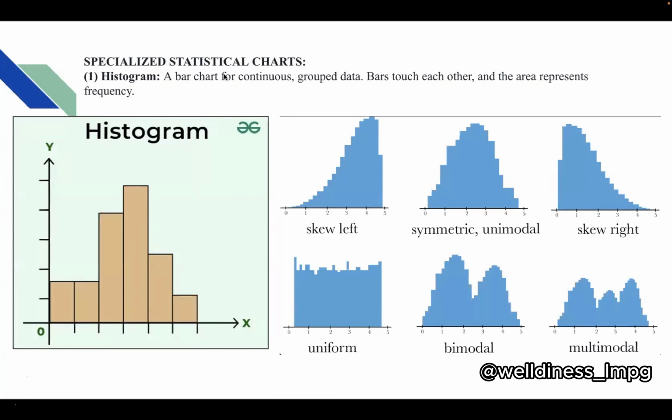Now, specialized statistical charts. We have the histogram, a bar chart for continuous grouped data, where the bars touch each other, which we've mentioned before, and the area represents frequency. As you can see, this is a histogram, but we will now move on to show different types of histogram. We have the one that is skewed left, the one that is skewed right, the one that is symmetric and unimodal, the one that is uniform, the one that is bimodal, meaning about two horns, and the one that is multimodal, which can have more than two, three, and so on.